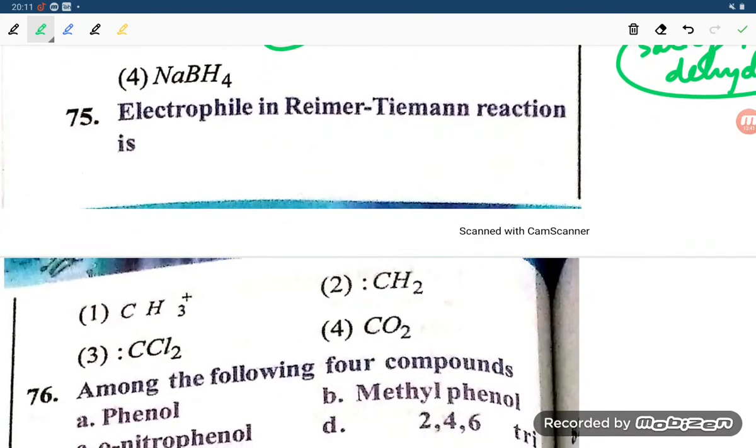Now, the electrophile in the Reimer-Tiemann reaction is dichlorocarbene. This is option number 3. Dichlorocarbene is the electrophile in the case of the Reimer-Tiemann reaction, student. So if you talk about question 75, the correct option is option number 3.